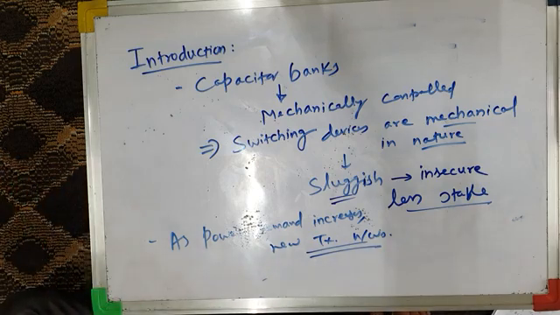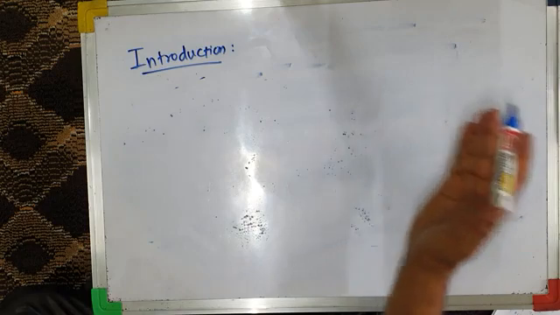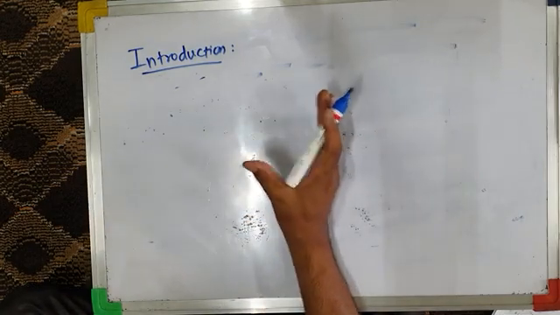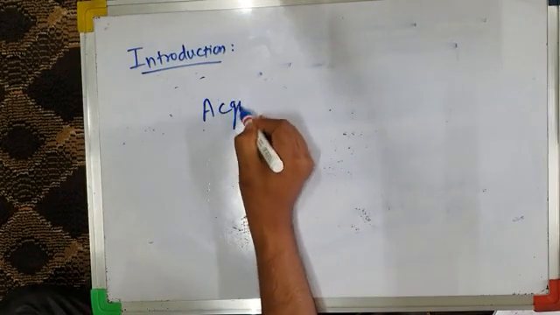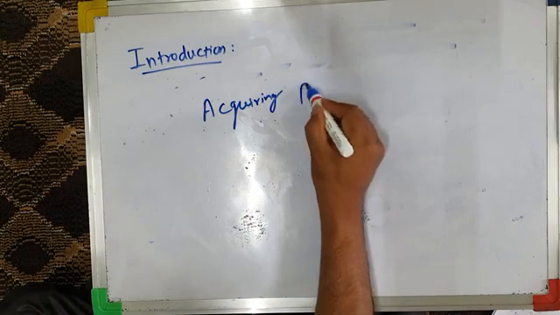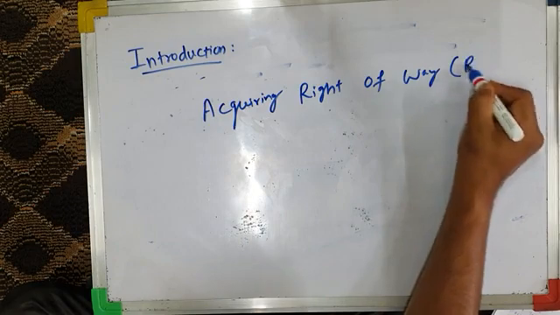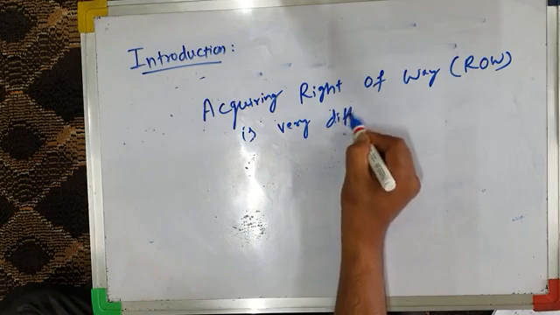But nowadays it will be very, very difficult to acquire the right of way, because for laying a transmission line you need a huge land. You have to purchase the land from farmers, cut the trees, and erect the transmission towers over hundreds of kilometers, and lay the transmission lines. So acquiring right of way, which is also called ROW, is very difficult nowadays.